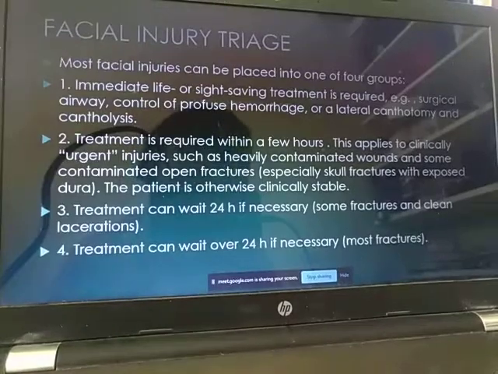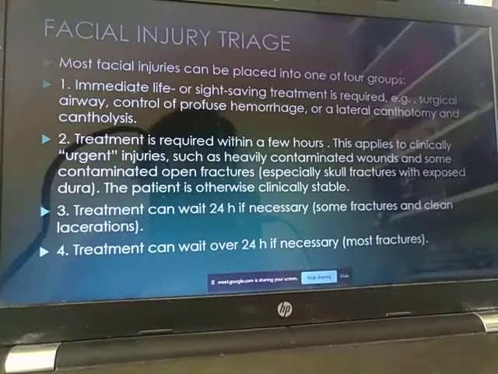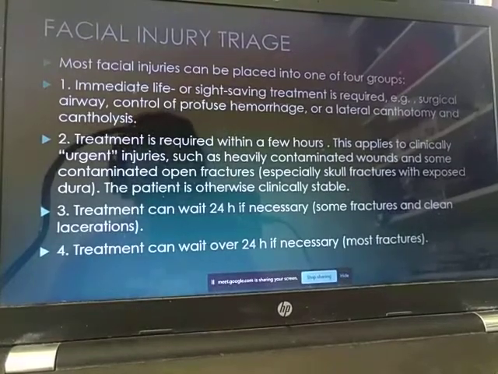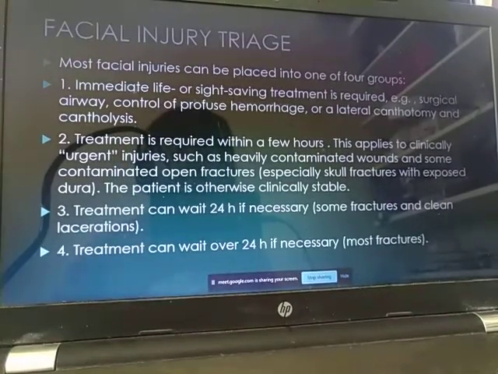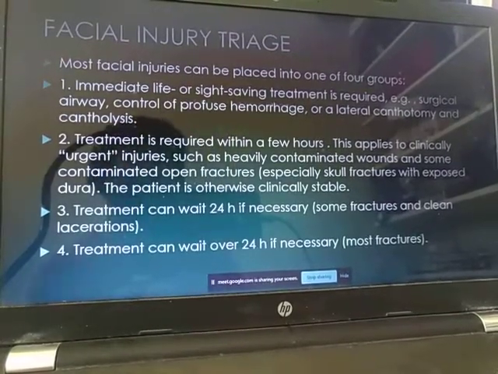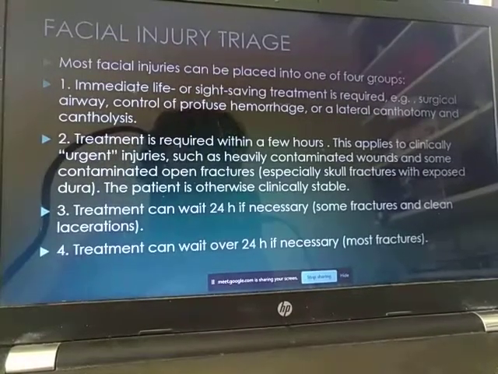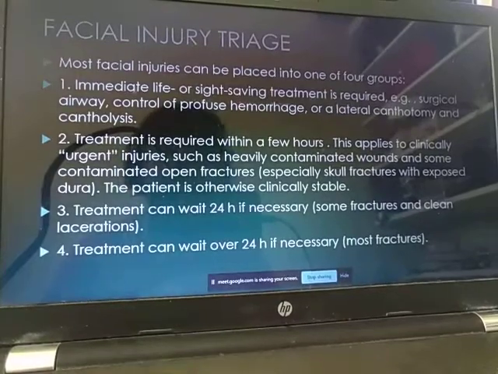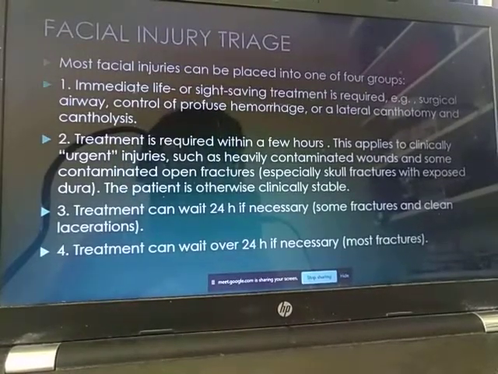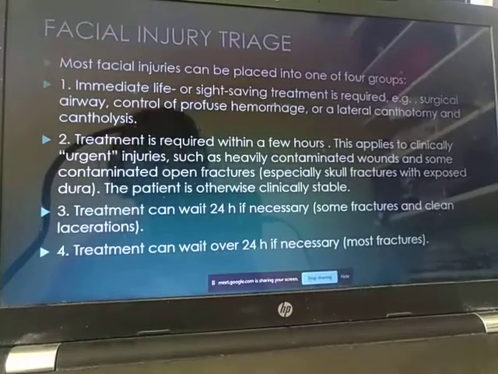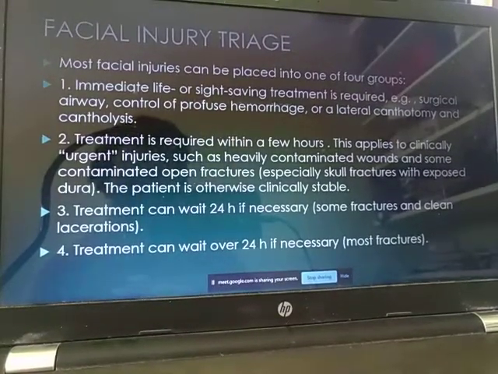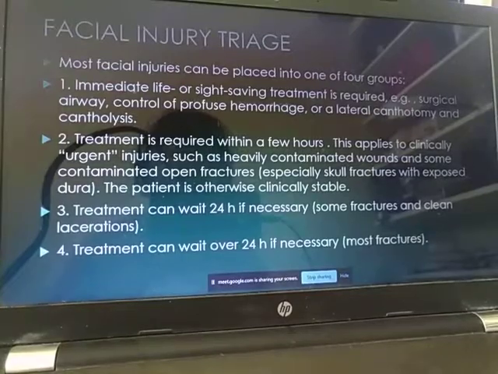The second category is where treatment is required within a few hours. The first category was within a few seconds or minutes. This can extend up to an hour or a few hours. This applies to clinically urgent injuries such as heavily contaminated wounds and some contaminated open fractures, especially skull fractures with exposed dura. In these cases, the patient will generally be clinically stable.